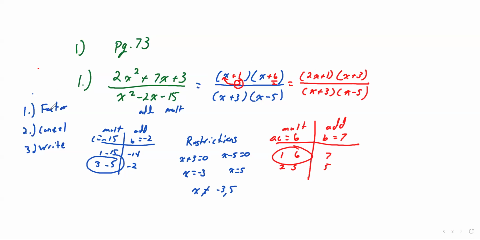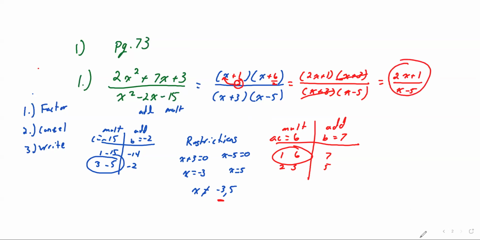All right, so I have officially factored everything. Step 2 is to cancel anything in common. So I see there's an x plus 3 and an x plus 3. I see nothing else in common, so now I'm going to write what's left. So our ultimate answer here is 2x plus 1 over x minus 5. Now, caution here, if you do all this work and then find the restrictions on what's left, you'll miss one of those values. So you want to do your restrictions at the very beginning before you cancel.